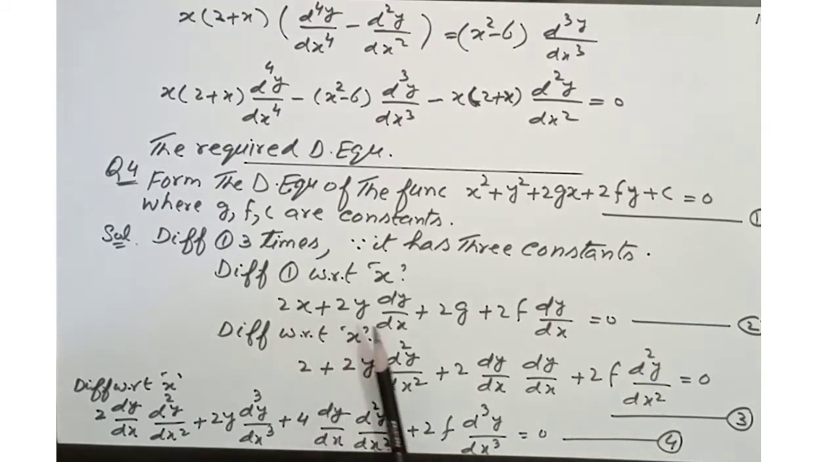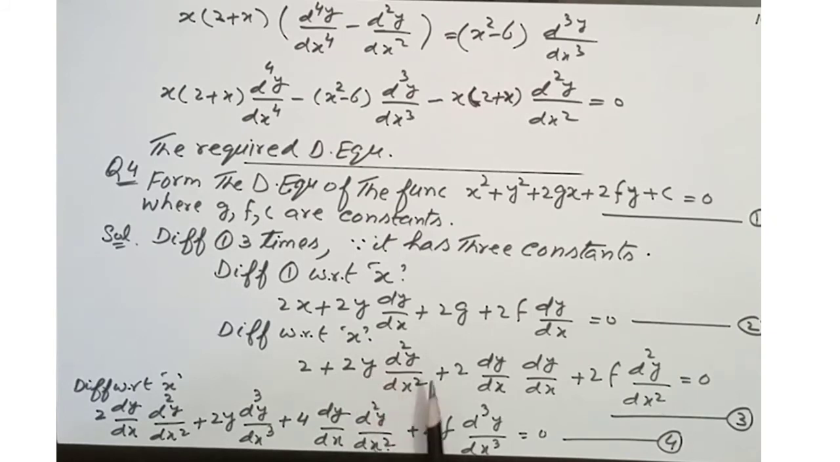Now we again differentiate this term with respect to x. Derivative of this is 2, and differentiate this term by using the product rule: y into d2y by dx square and dy by dx, and derivative of this is 2f d2y by dx square equal to 0. This is equation number 1, this is 2, and this is 3. Now again differentiate this term with respect to x. Derivative of this is 0, and again we use the product rule here. 2 into dy by dx and d2y by dx square, and this term same, and derivative of this is dy by dx.